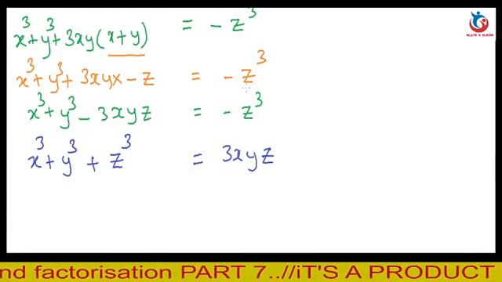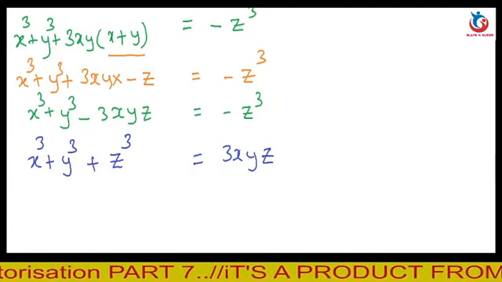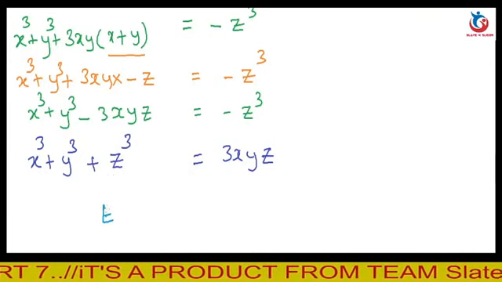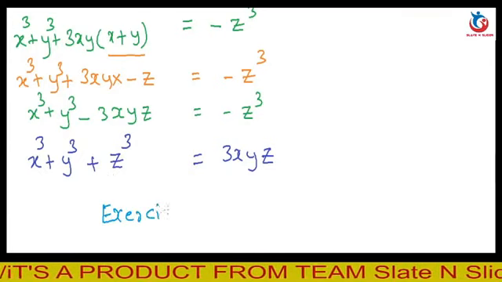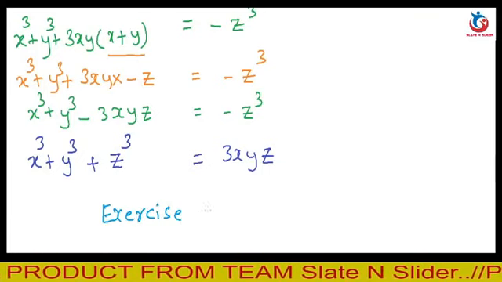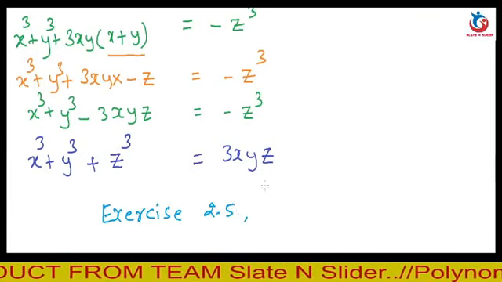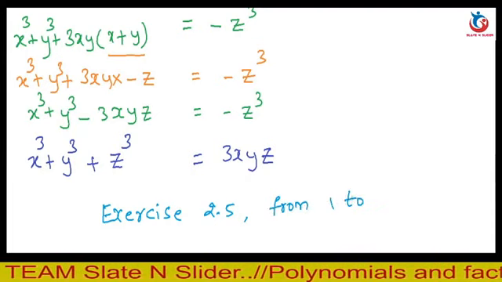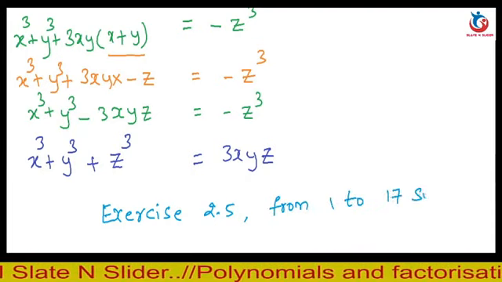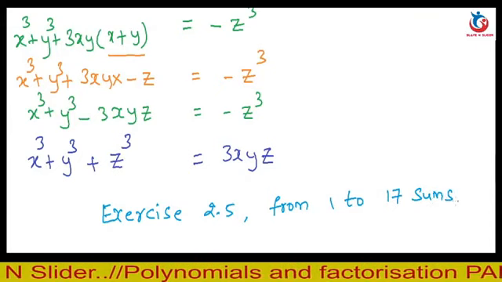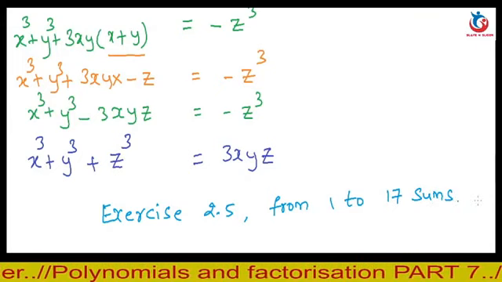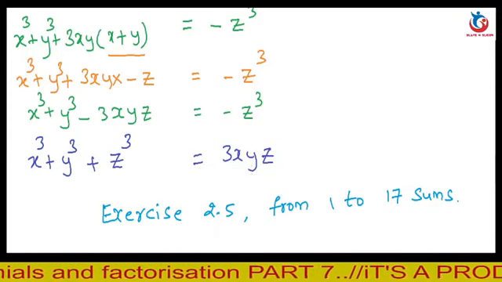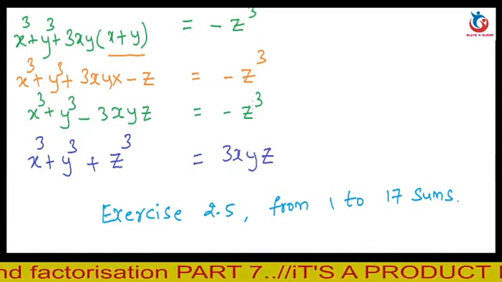So you have to complete all the sums from the exercise 2.5, from 1 to 17 sums. This chapter is very important for the 10th class also, and for intermediate also. That's why only you have to do all the sums. No sum should be left. So like this you have to finish.